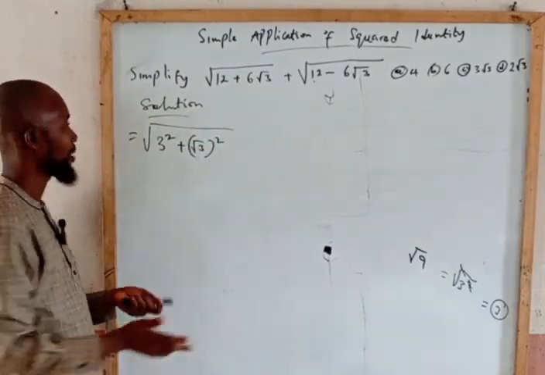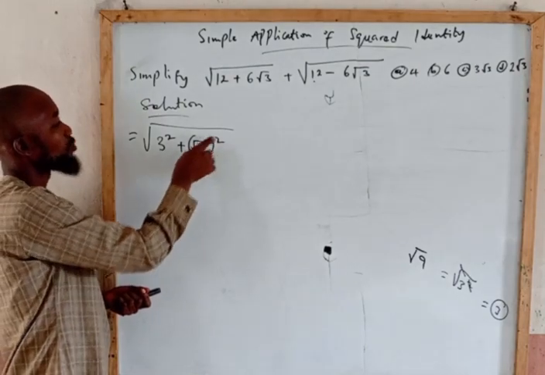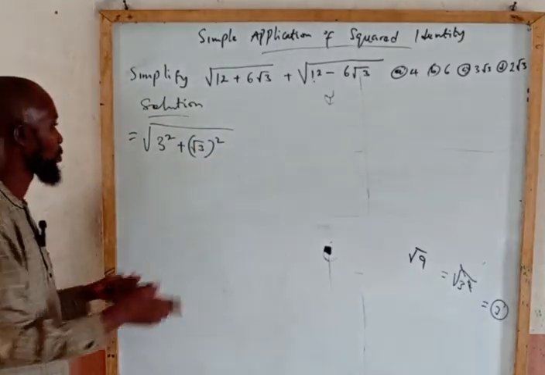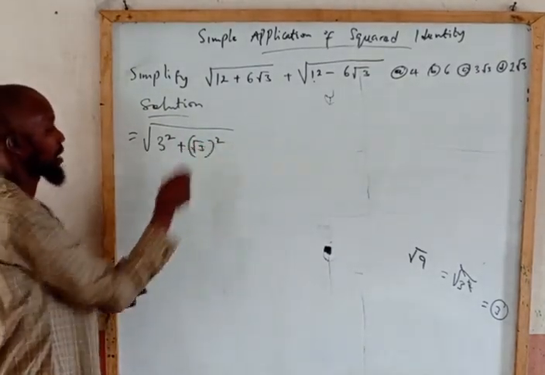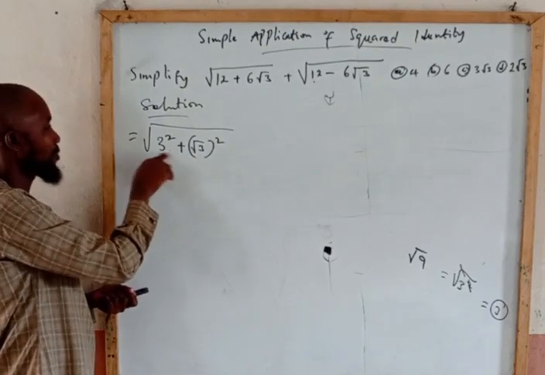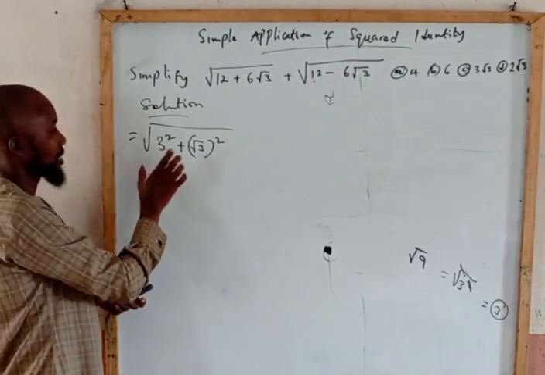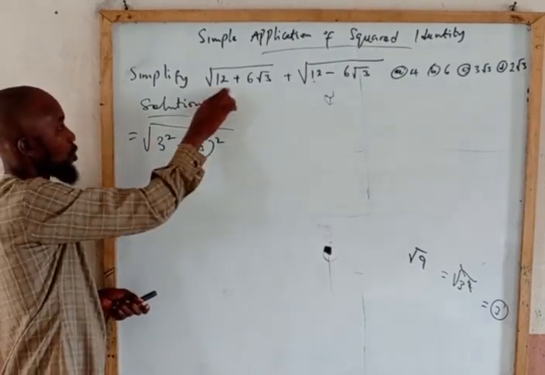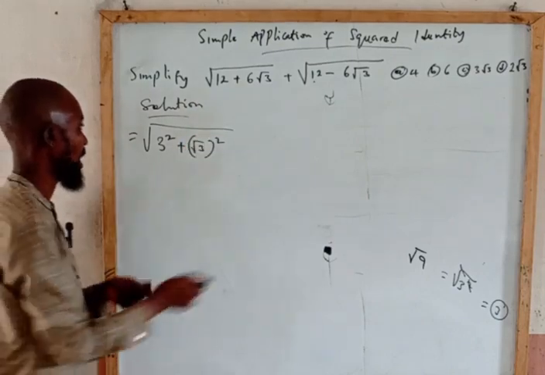And how can I form 3 now? The best way I can form 3 is to say root 3 raised to power 2. Which means the square and root cancel, and I'm left with 3. And 3 plus 9 automatically gives 12. So that's the simple trick by which we relate to the 12 which we have here.